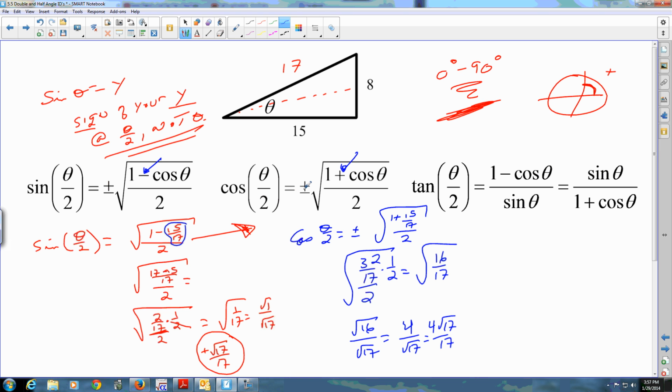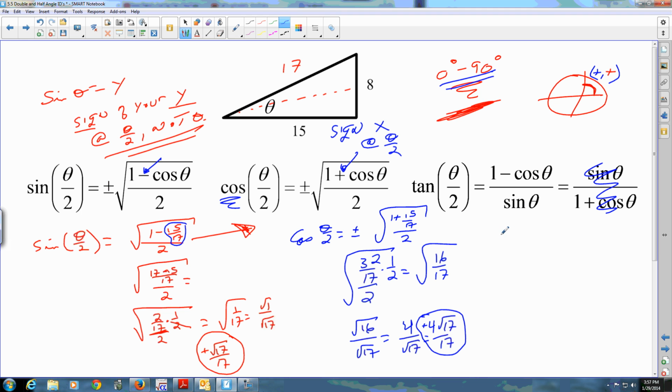Now we got to decide the plus and the minus, but the same deal goes. This is cosine. This plus or minus is based on the cosine of the x at theta over 2. All your angles are between 0 and 90. All of your x values are going to be positive in this quadrant. So once again, we're just going to choose the positive value of it, okay? Not the negative. Tangent, you're going to use either one of these. I'm just going to use this first one.